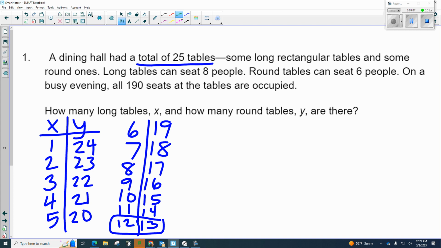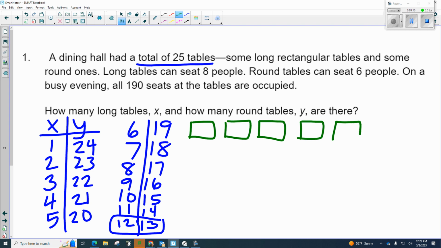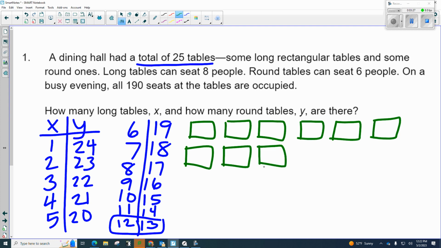Okay, so first I drew out 12 long tables. So I'm going to draw 12 rectangles. 1, 2, 3, 4, 5, 6. I'll do a second row. 7, 8, 9, 10, 11, 12. Okay, and I kind of jumped a little bit there.